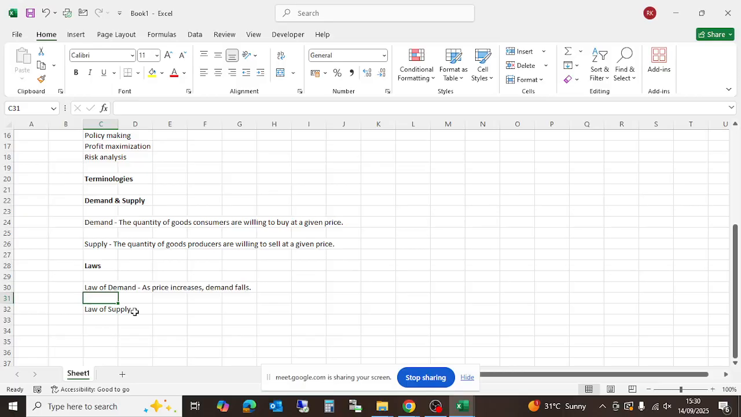Yeah. And it's also vice versa. When the price goes down, then the demand increases. Okay, so let's talk about the law of supply now.